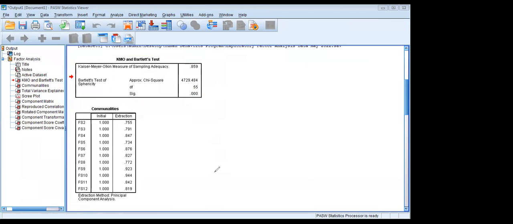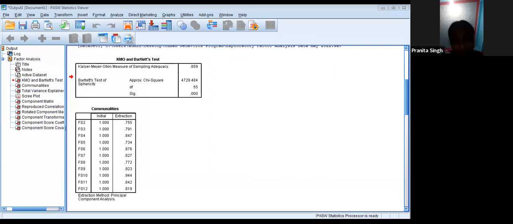Yes, 0.00. So now what is the inference? The inference is that the null hypothesis is rejected. You have to understand this first. When will the null hypothesis be rejected?